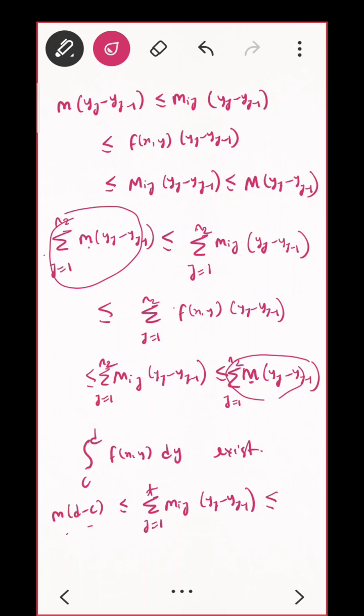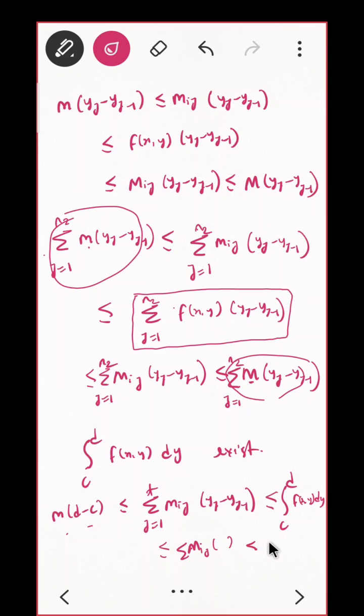What next? The other term I am just keeping as it is in place of this guy. Since this integration exists, can I say that my actual area under the curve will be in between this, meaning in place of this I am going to write it c to d and f of xy dy, and the other thing will be as it is. I hope you can understand that summation of capital Mij will be there and this will be less than capital M into d minus c.